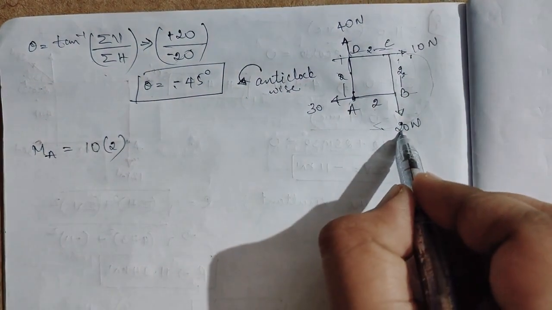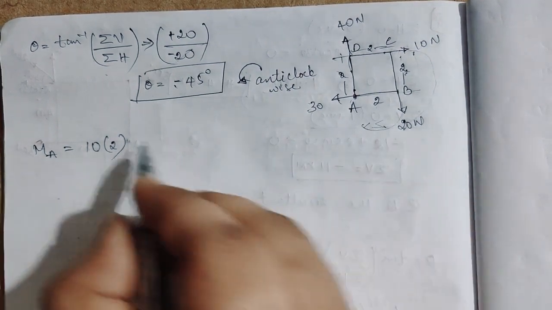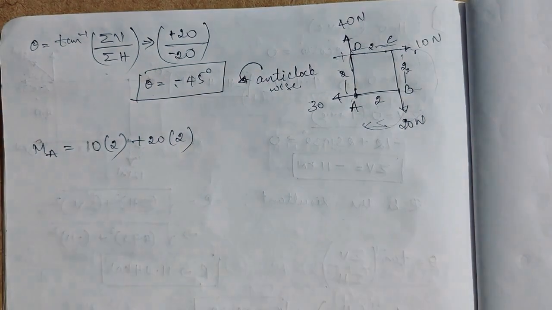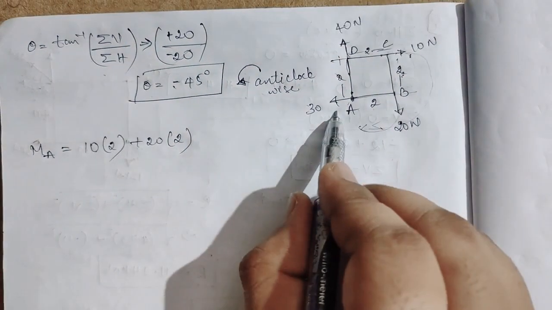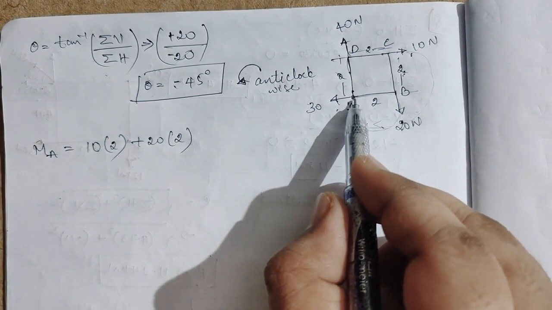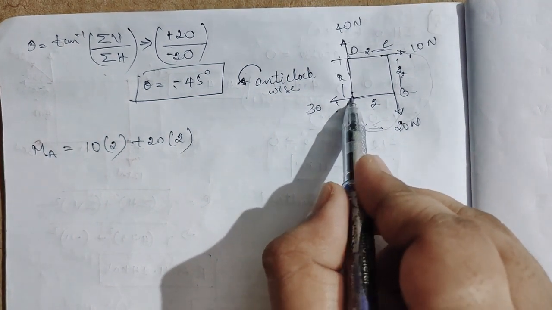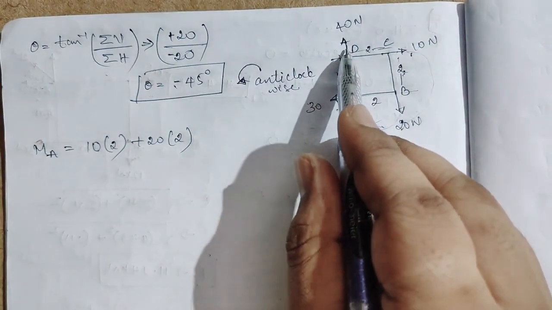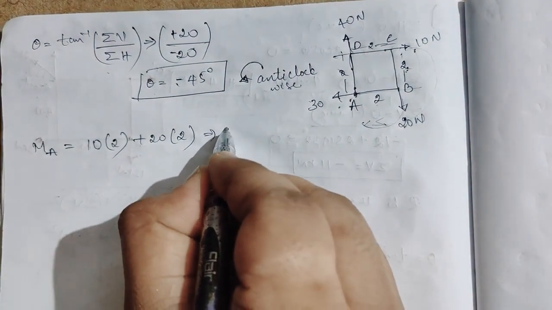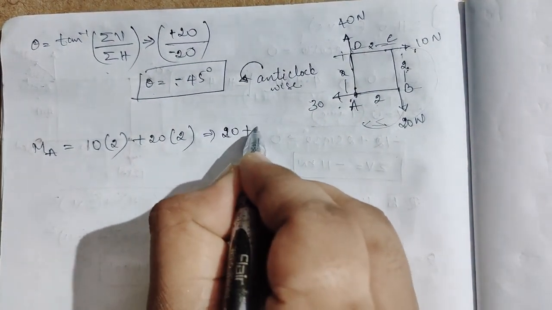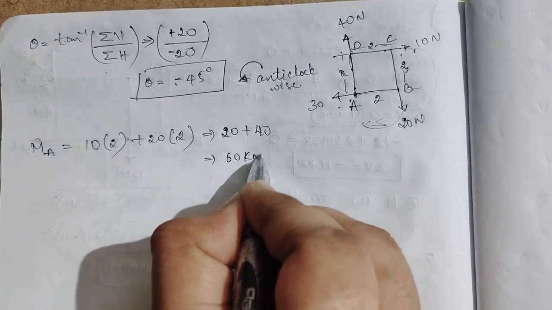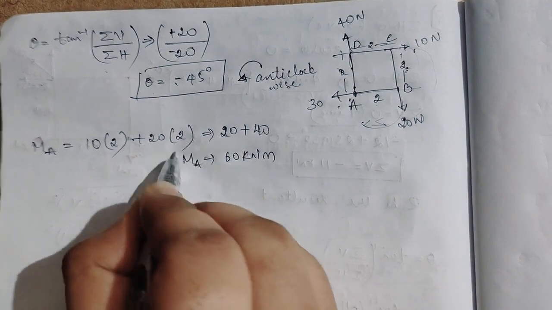Next force is 20 Newton. So 20 Newton will again make clockwise direction. So 20 Newton into 2. Then I'll come to 30 Newton force. So 30 Newton force will not create any moment about A because it is in line with A, and also this 40 is in line with A, so it will not create any moment. So what is the moment? 10 into 2 is 20 plus 40, that is 60 kilonewton meter will be the moment at A.